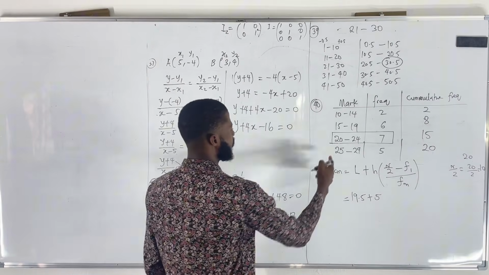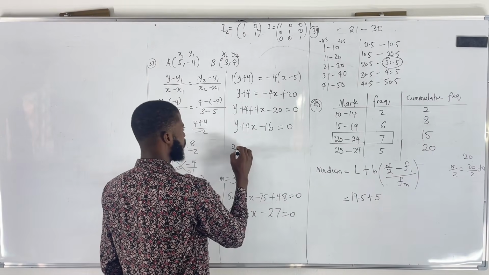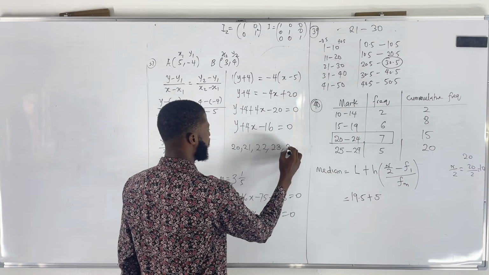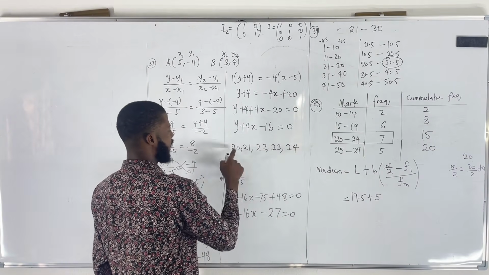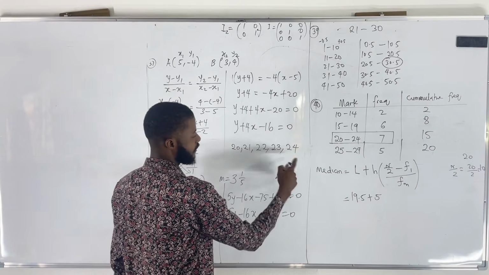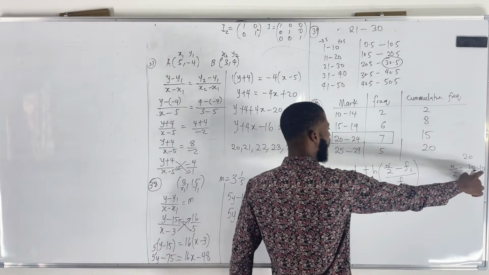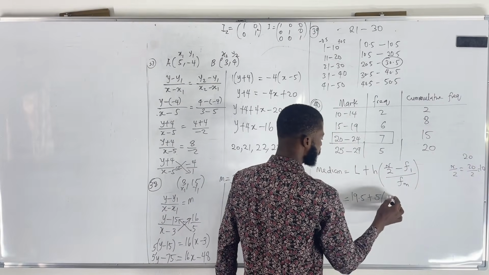Another way to know your class width is to write out your numbers: 20, 21, 22, 23, then 24. Now, how many numbers are here? 1, 2, 3, 4, 5. So there are 5 numbers. That's the class width. Now, what's n over 2? n over 2 in this case is 10.